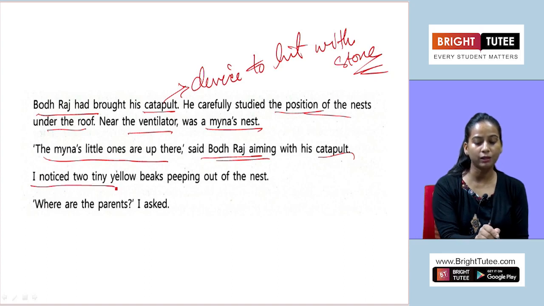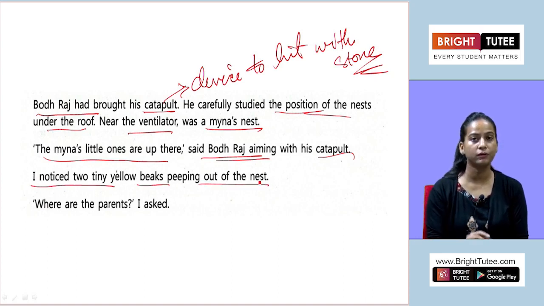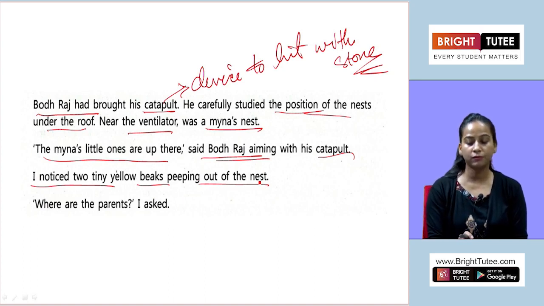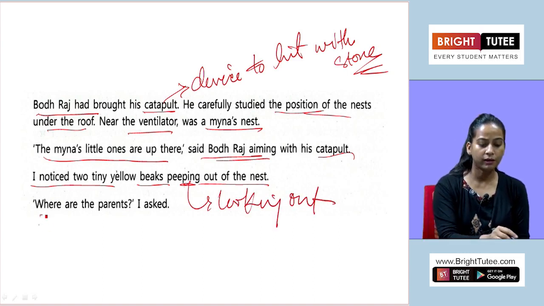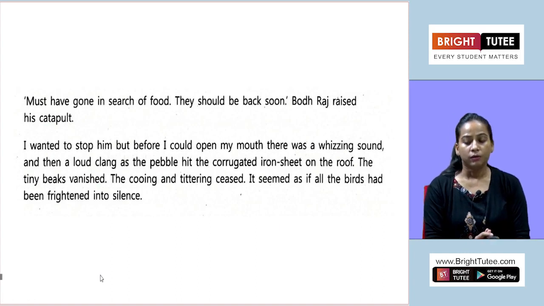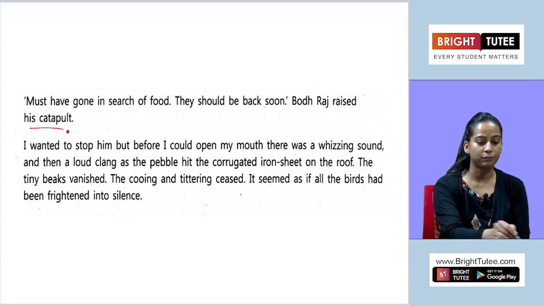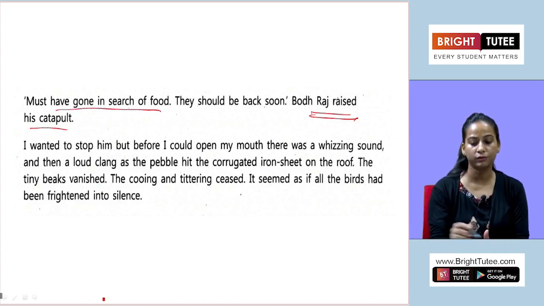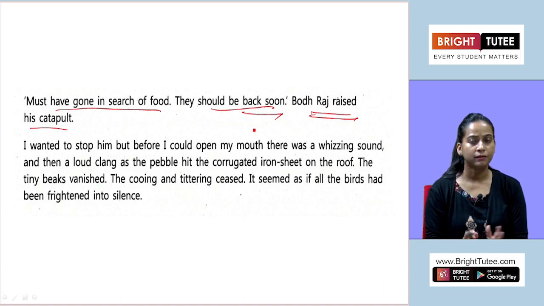I noticed two tiny yellow beaks peeping out of the nest. Then the narrator also saw that two small beaks were peeping out, looking out. Peeping means looking out of the nest. Where are the parents? I asked. Then the narrator asked Bodhraj where the parents were. Bodhraj raised his catapult and replied, must have gone in search of food. They should be back soon. So he said that they might have gone, and they are definitely going to be back.